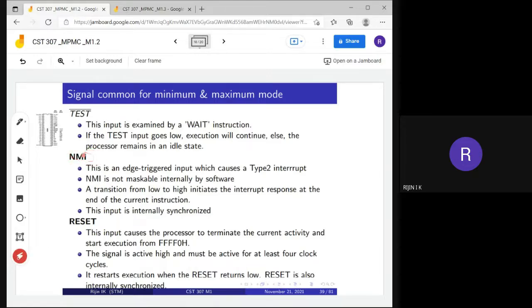NMI pin. Actually, it is a non-maskable interrupt. Non-maskable interrupt means it cannot be masked by any software means. So you need to provide the interrupt service. That means it cannot be masked by any internal software. Actually, these are uncontrollable interrupts. That means when it is high, the processor cannot mask the interrupt using software.